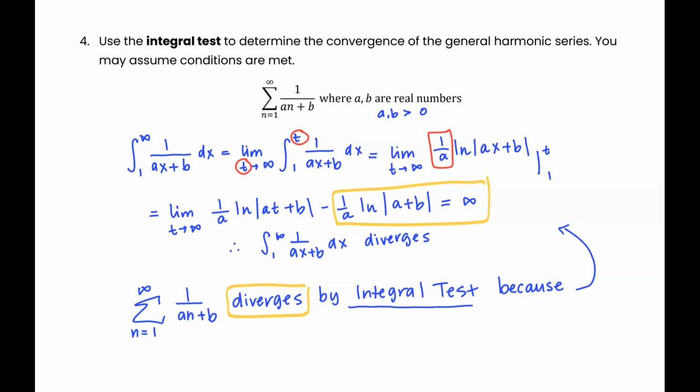So this was what I was looking for, and those were some of the common mistakes for problem 4.